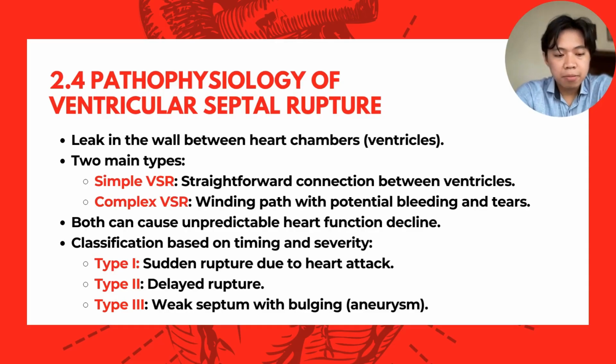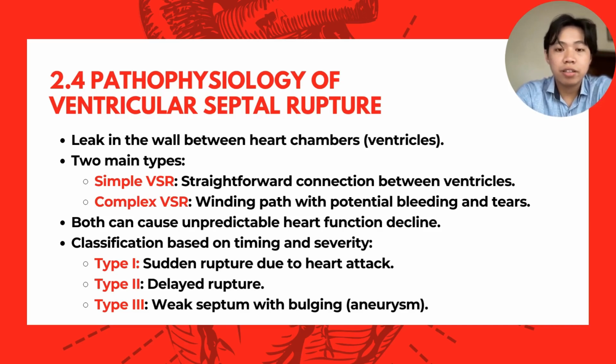So at this moment, I'll be explaining about the pathophysiology of ventricular septal rupture. Let's recap by defining the VSR. That is the leak in the wall between the heart chambers or the ventricles. There are two main types that can result from this pathophysiology. The first one is the simple VSR, and the second one is the complex VSR. The simple one can be defined as a straightforward connection between the ventricles, and the complex VSR can be defined as a winding path with potential bleeding and tears. Obviously, these two types can cause unpredictable heart function, up to the most declined conditions.